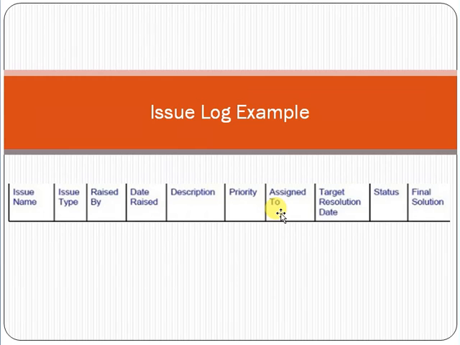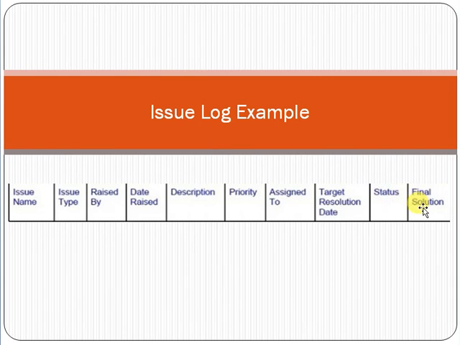Assign to means, friend, the person who is responsible for resolving the issue, and the target resolution date is the date by which you are expecting that issue to be resolved. Status means whether currently this issue is open, closed, in progress, etc. So you have to mention the status here.